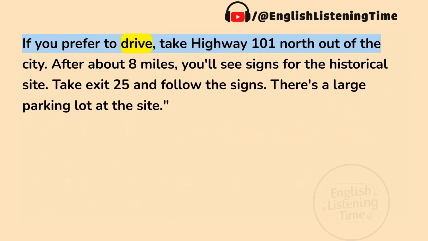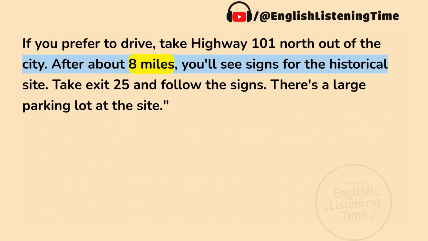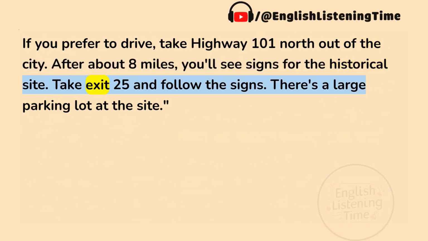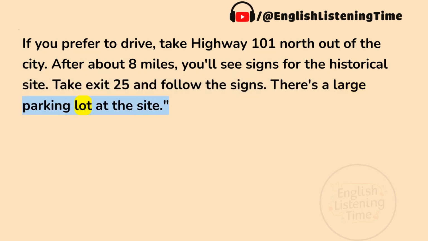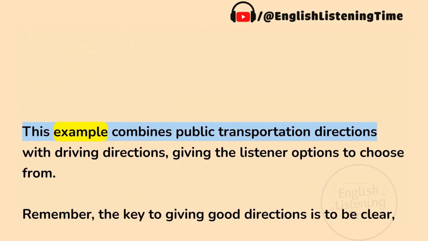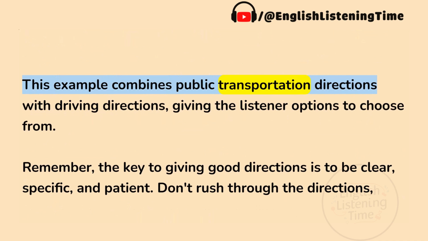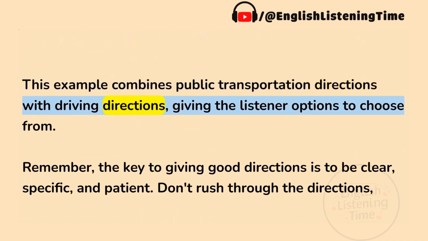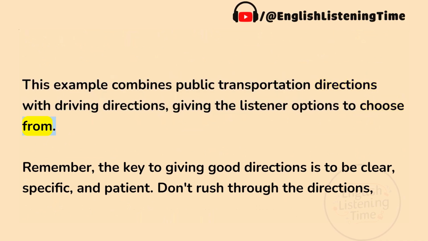If you prefer to drive, take Highway 101 north out of the city. After about 8 miles, you'll see signs for the historical site. Take exit 25 and follow the signs. There's a large parking lot at the site." This example combines public transportation directions with driving directions, giving the listener options to choose from.